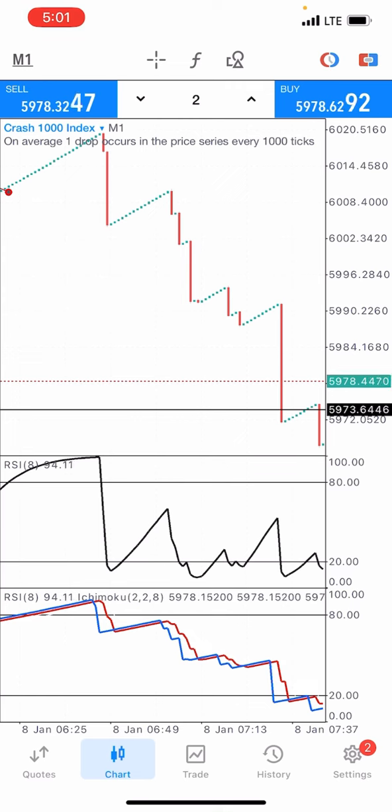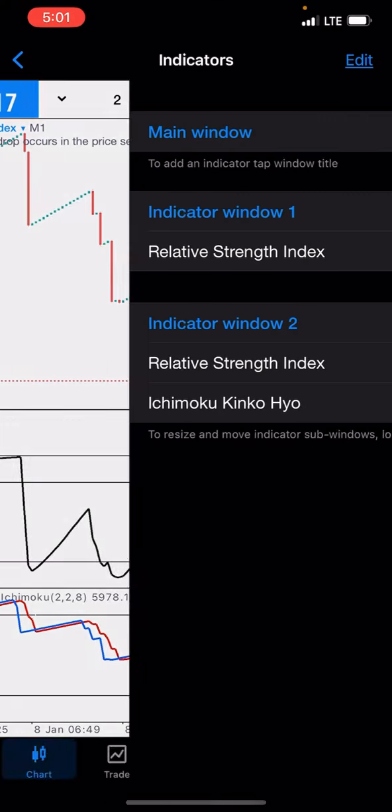That's how you scalp with this strategy. Okay, so let me show you guys the settings.